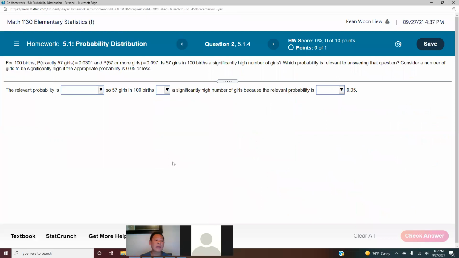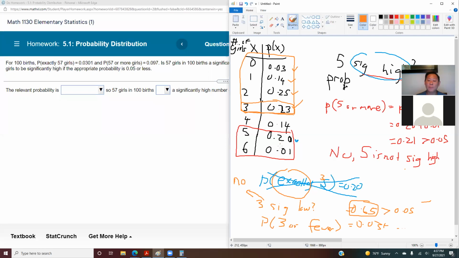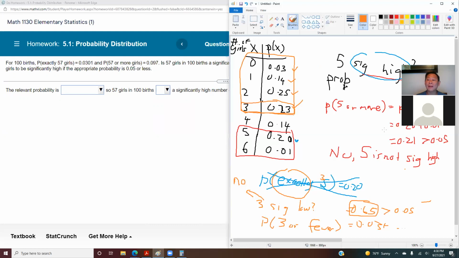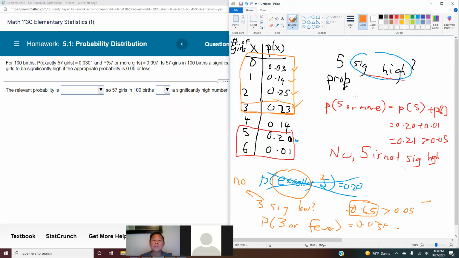This question is asking, out of 100 births, the probability of exactly 57 girls is 0.0301, and the probability of 57 or more girls is... When it says 57 or more, it means like what we did here: you add the probabilities, and that probability is 0.097. So the question is asking, is 57 girls in this case significantly high? How do we answer this question? You look at your probability. Again, we don't use the exactly one.